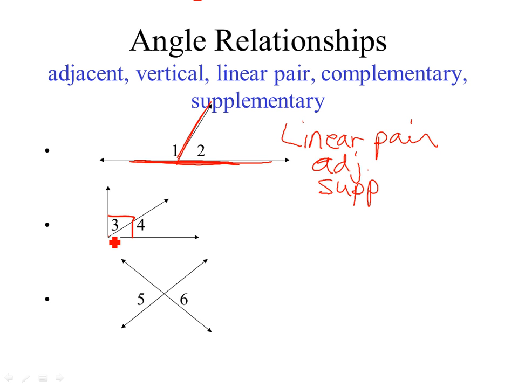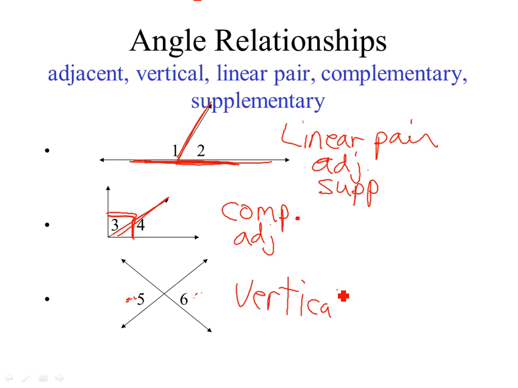The second one just tells us that's a right angle. So we know that these angles are complementary to each other. And we also know they share a side, so they're also adjacent. These two down here, not neighbors, they're non-adjacent to each other, so that means they have to be vertical angles. Again, that's probably vertical angles, one of the more important ones.